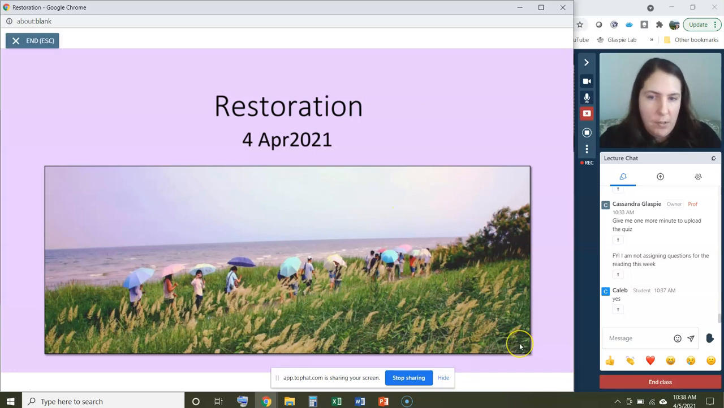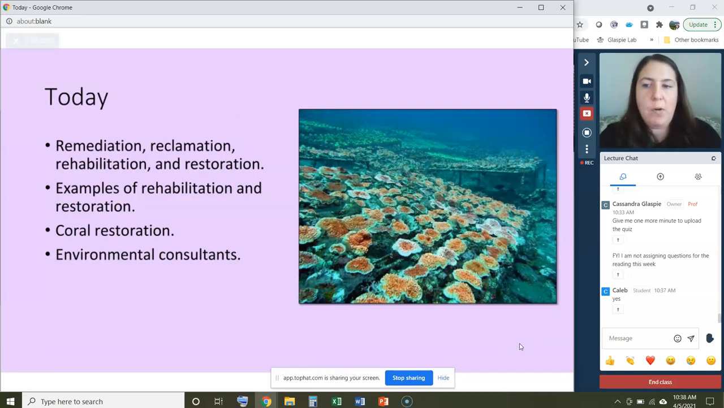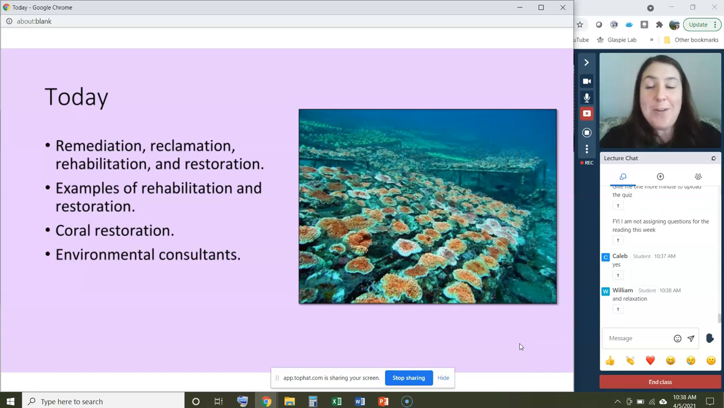So, let's get started. Today we're going to understand the 4 R's of restoration, and these are remediation, reclamation, rehabilitation, and of course restoration. So we'll understand the differences between these. And we'll see a couple of different examples in relaxation. That's what you do after things are restored. Then you can go and relax on the beach.